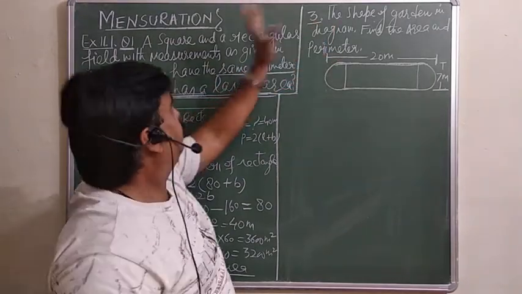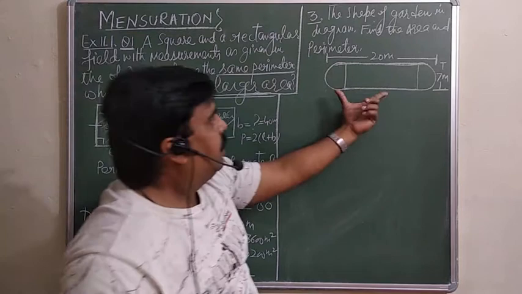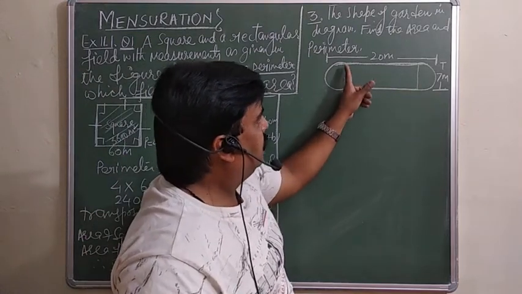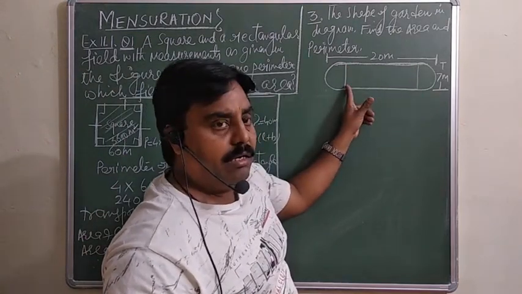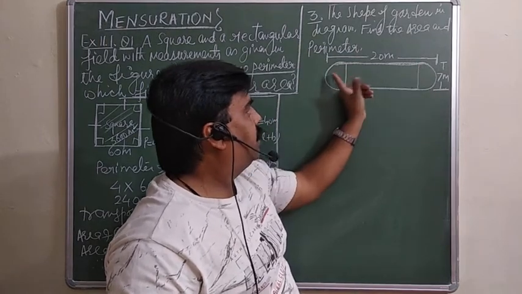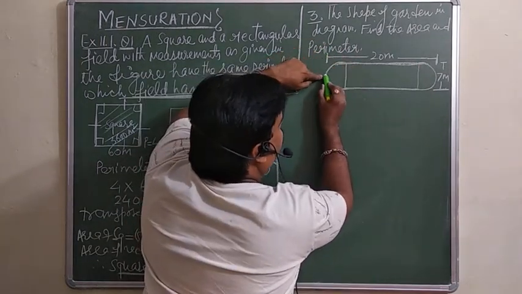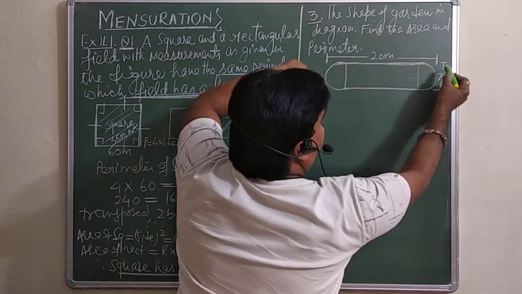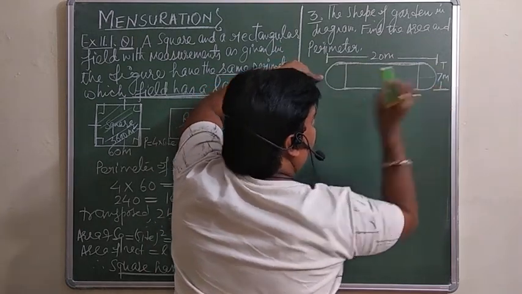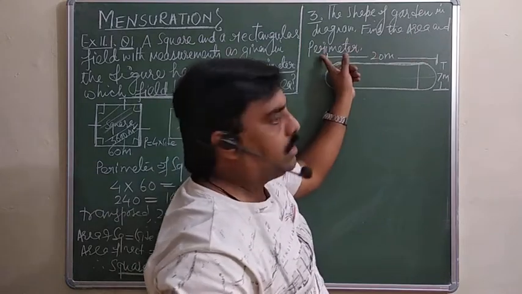One more question from the same exercise, question number 3. This is the shape of the garden that is given. This is in the shape of a rectangle, and the ends are in the form of a semicircle. This length here to here is given 20 meter and this is given 7. You want to find out the area as well as the perimeter.